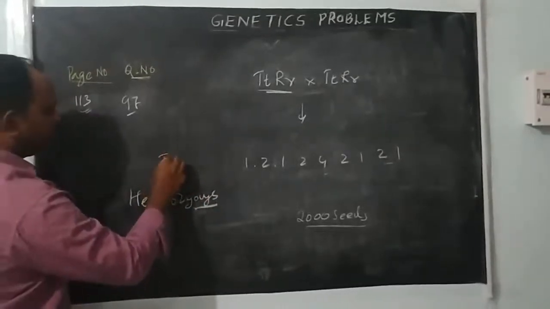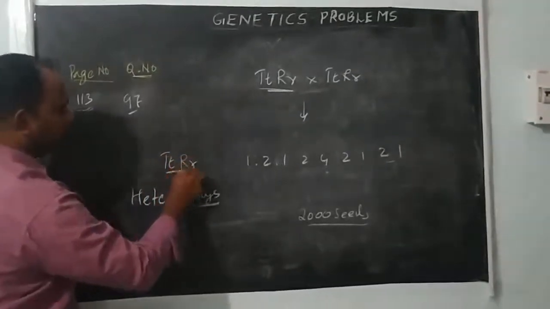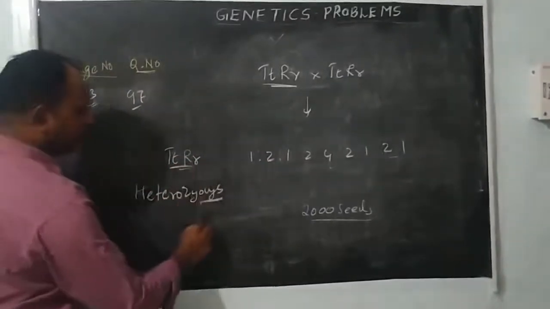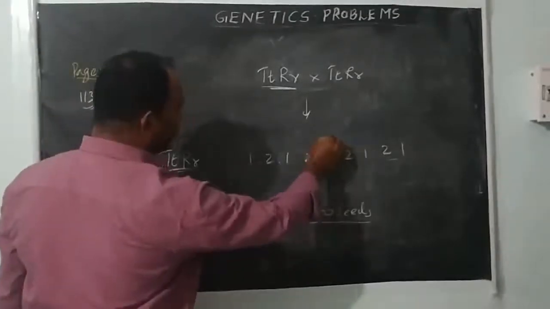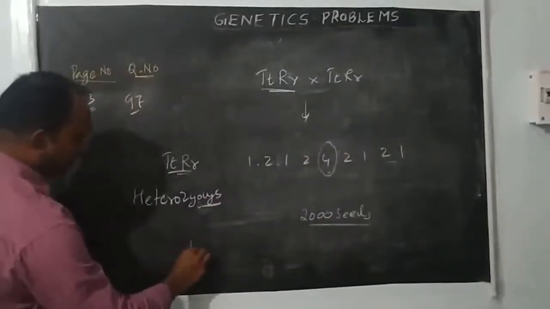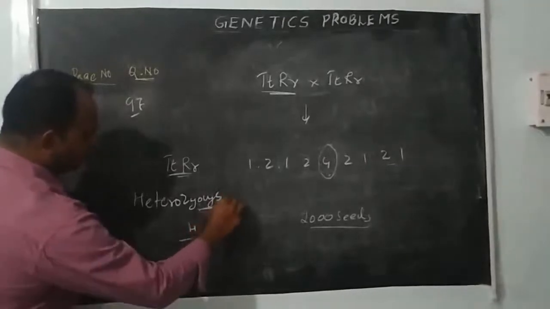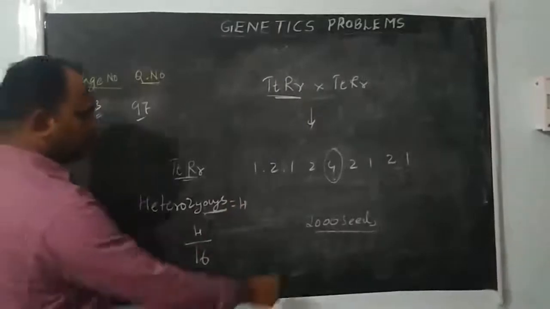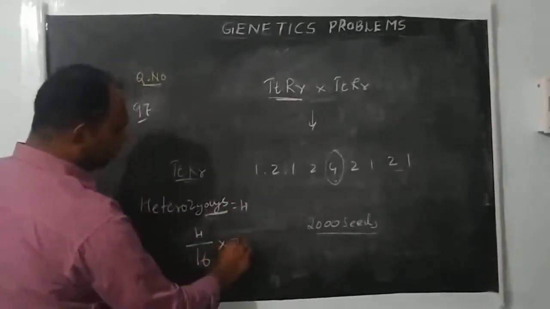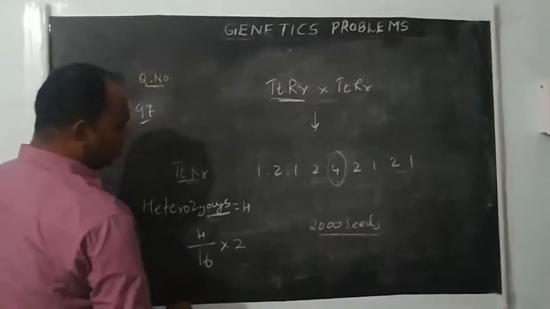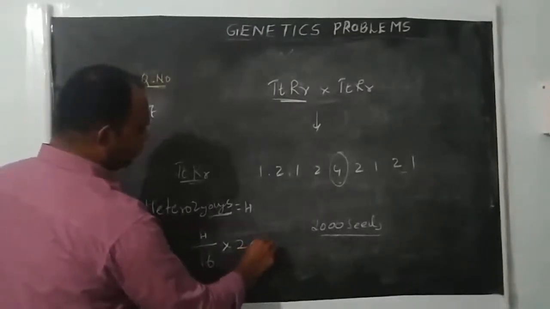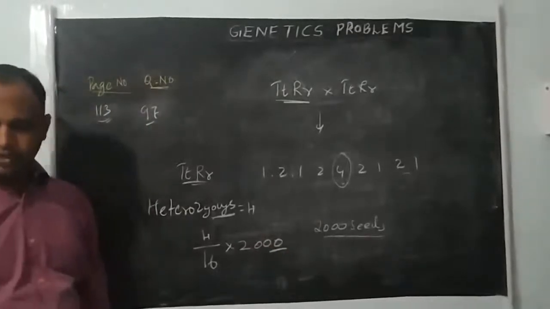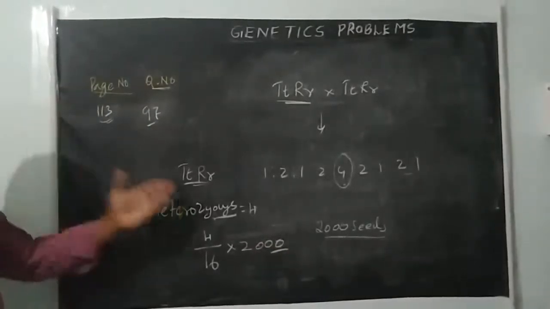Heterozygous genotypes are like this: capital T small t, capital R small r. In this genotype, how many individuals are heterozygous for both? We know only these 4 are heterozygous for both. So out of 16, 4 plants are heterozygous. They are asking, in 2000 seeds, how many progenies are heterozygous? It becomes 25%.